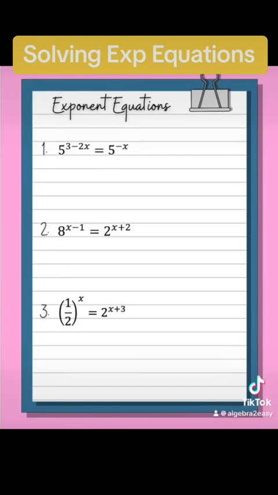Today we're going to work on solving exponential equations and using laws of exponents. So let's take a look at problem 1 here. We have 5 to the 3 minus 2x power equals 5 to the negative x power.